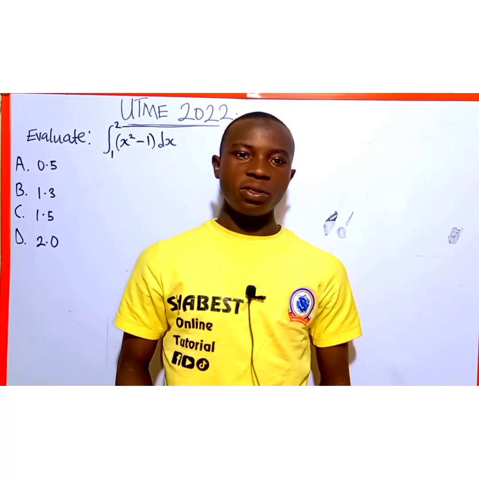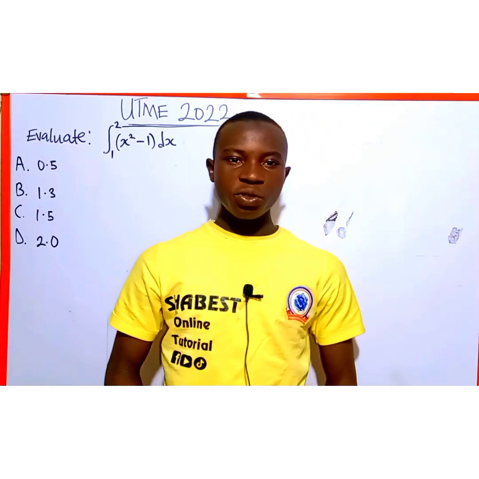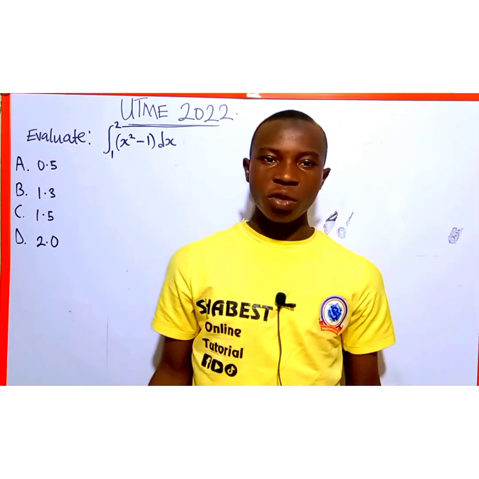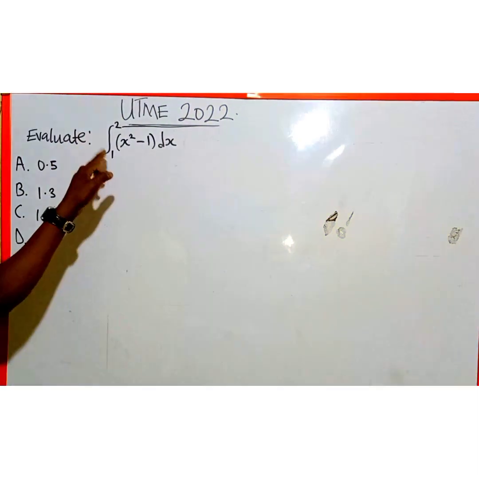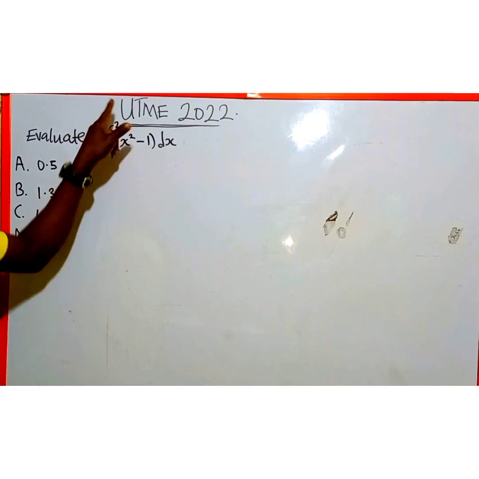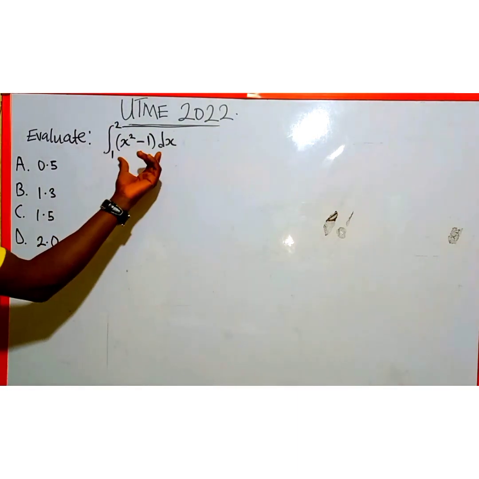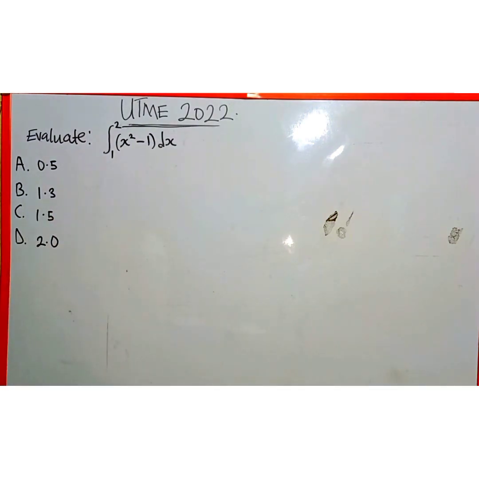In today's tutorial, we're going to learn how to provide a solution to this question on the board. The question is from UTME 2022. The question reads, evaluate the integral of s squared minus 1 ds. The interval is from 1 to 2. And here are the available options A to D. So let us integrate this and pick the correct answer.